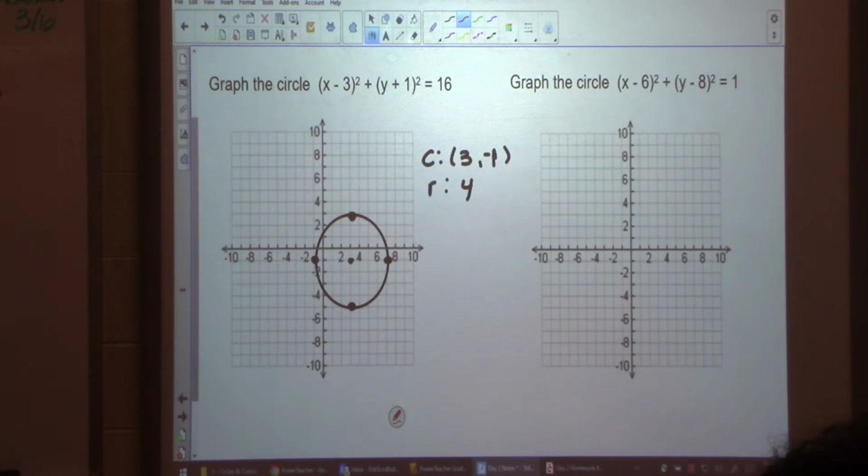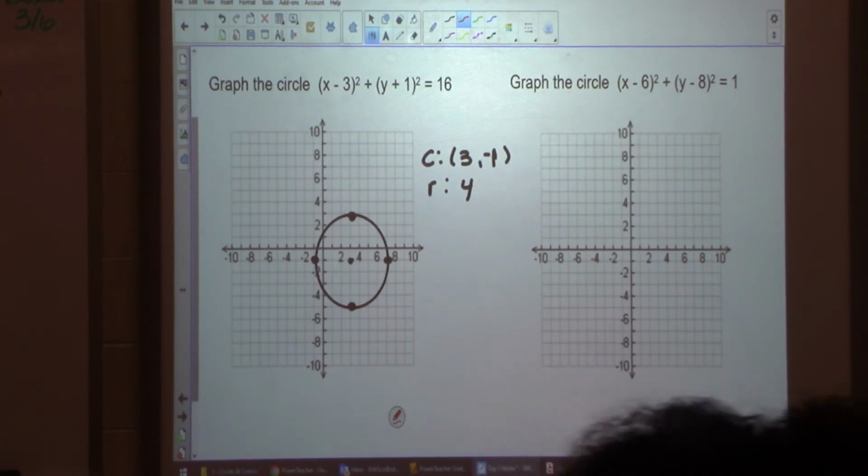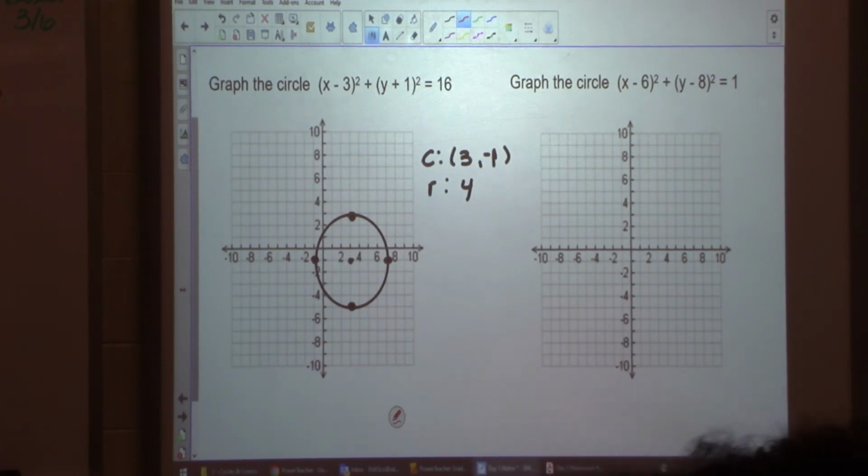You just count to the right. 1, 2, 3, 4. Then you count to your center. You go up. 1, 2, 3, 4. And then you go left, and then you go down.